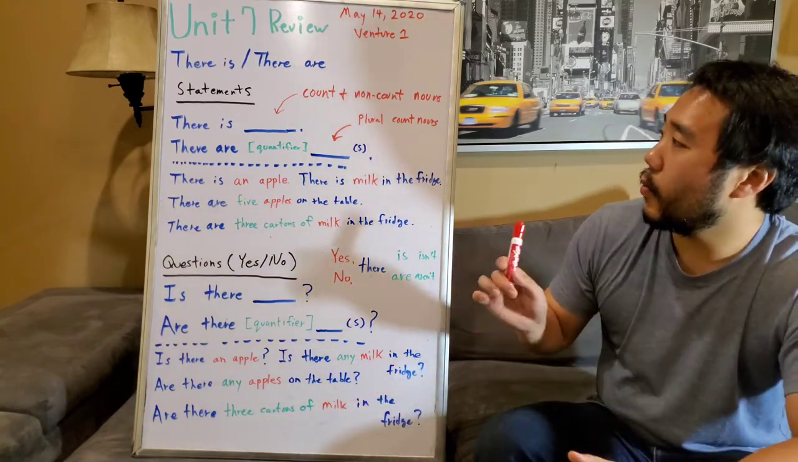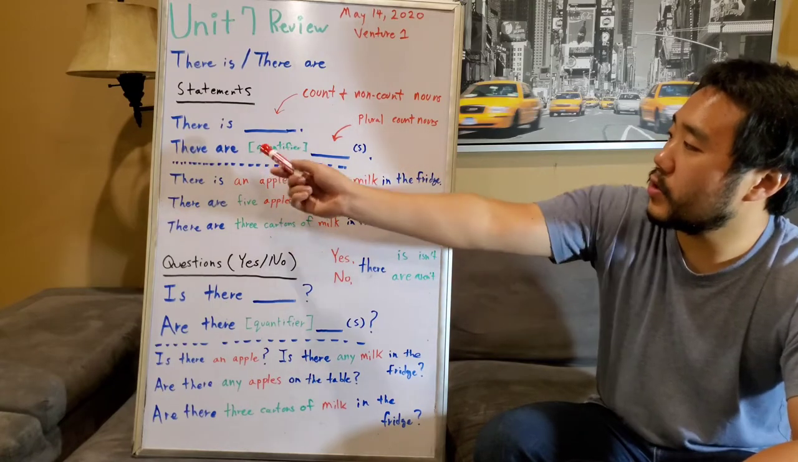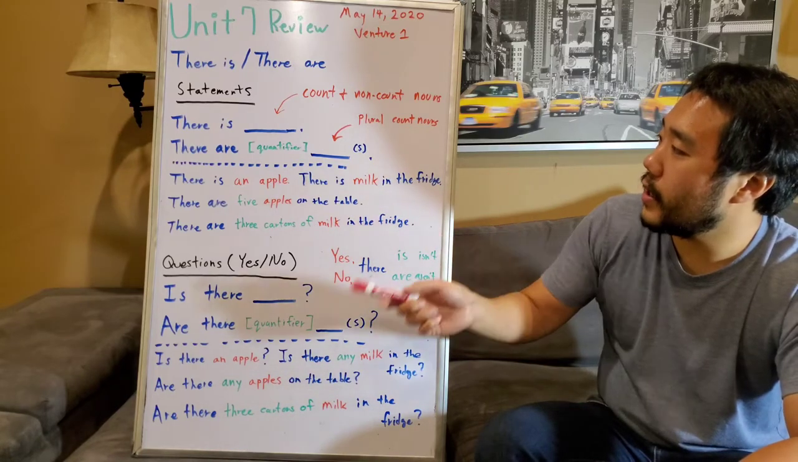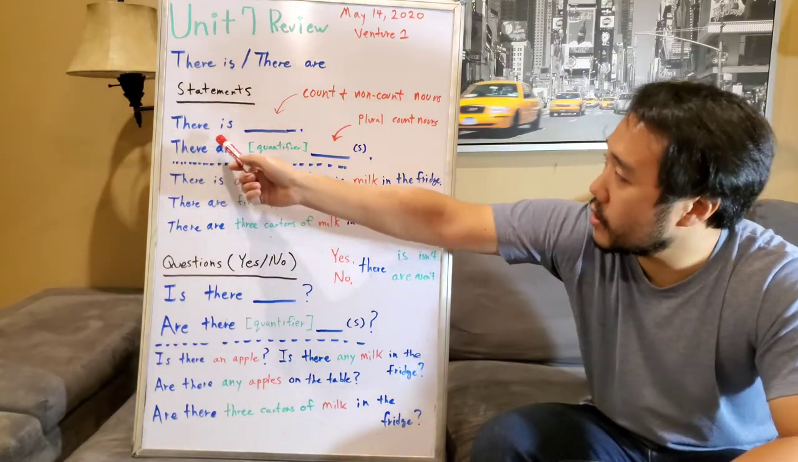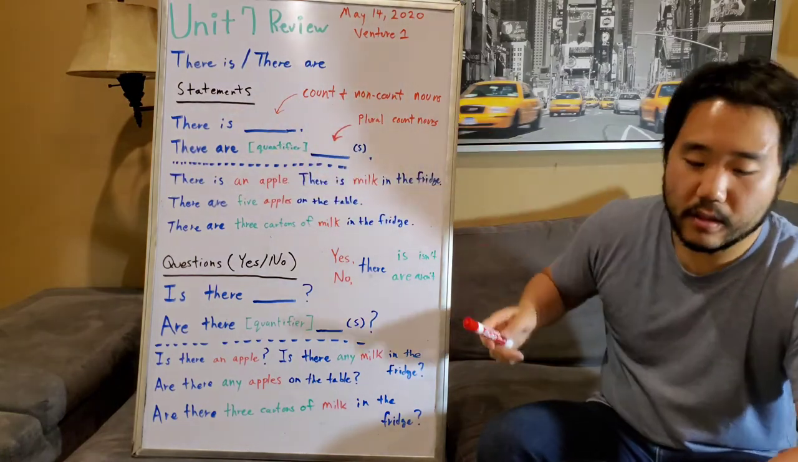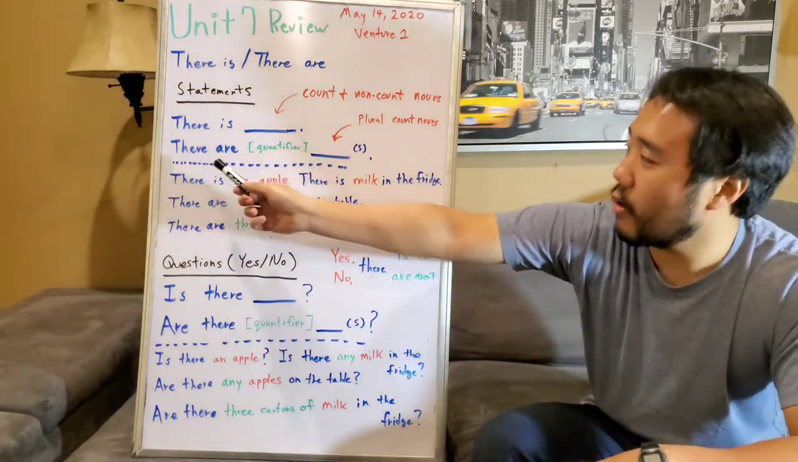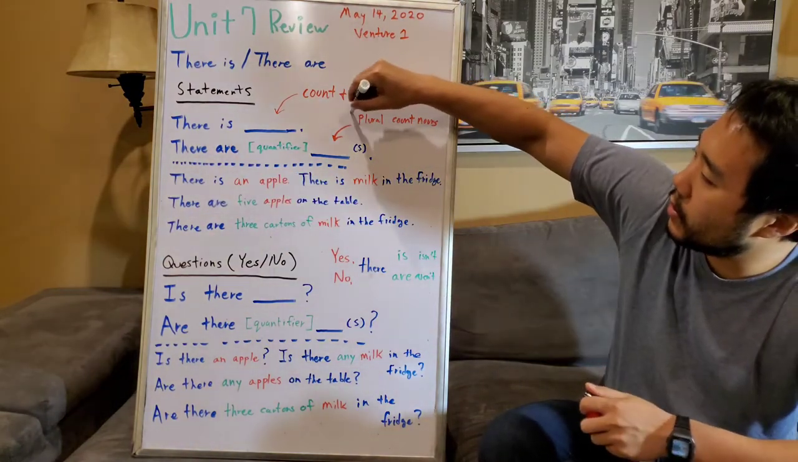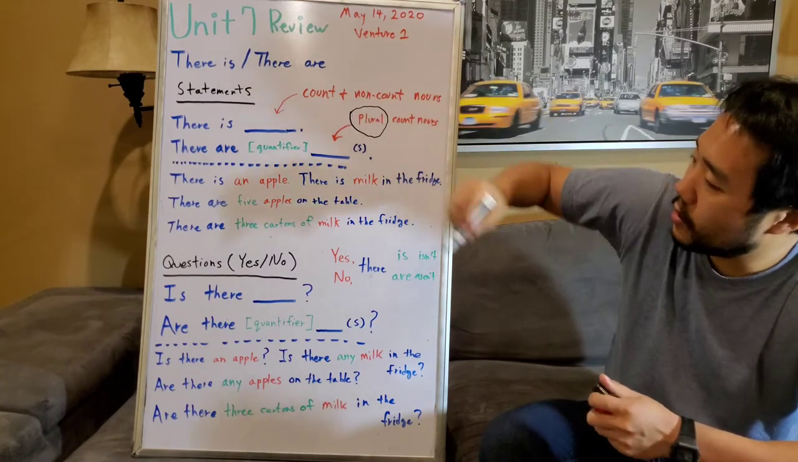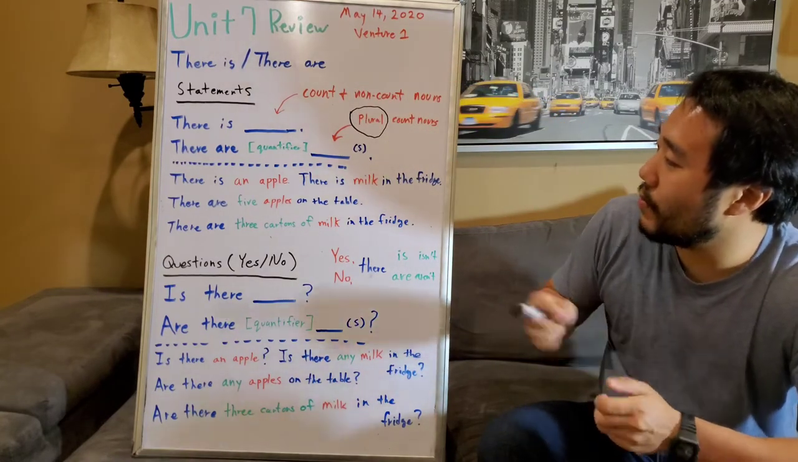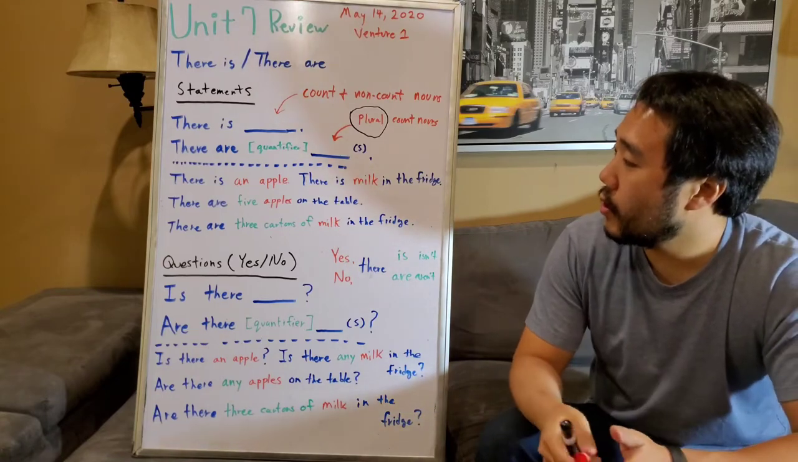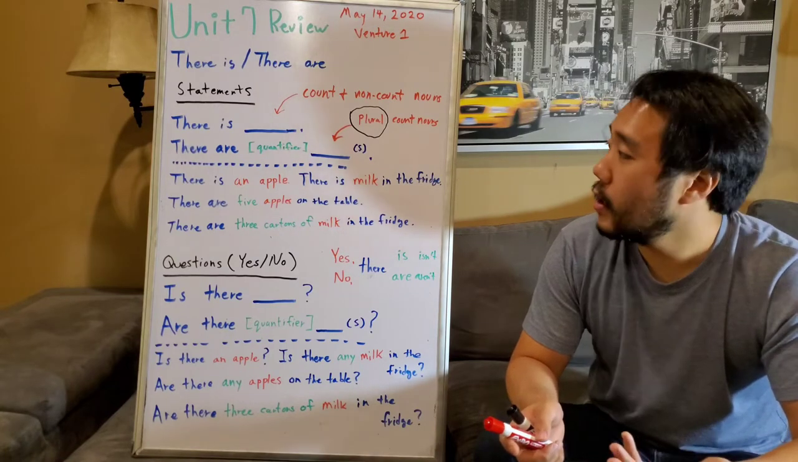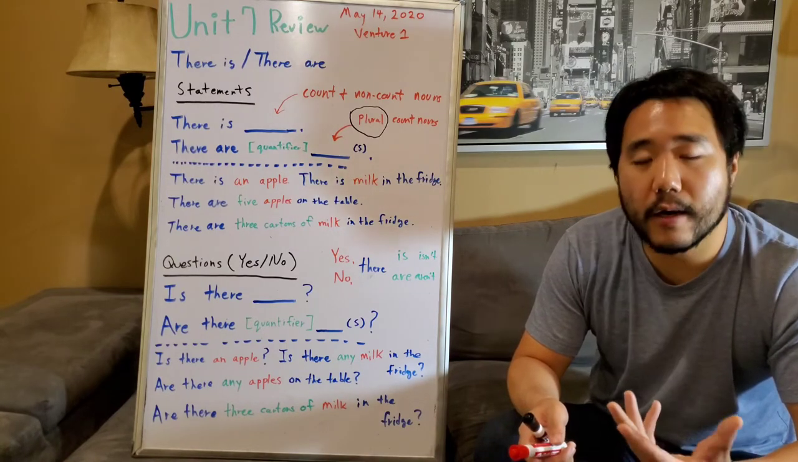So we use these two phrases for count and non-count nouns. The rule is that we can use there is for count and non-count nouns, while there are, we use there are for plural count nouns, plural. And then I have a few examples down here. For a count noun, we're gonna use apple. And for a non-count noun, we're gonna use milk.